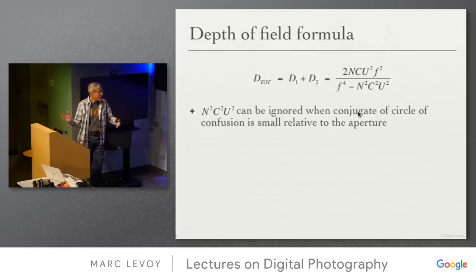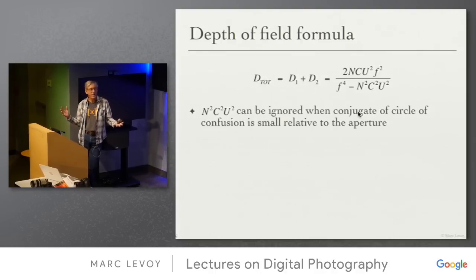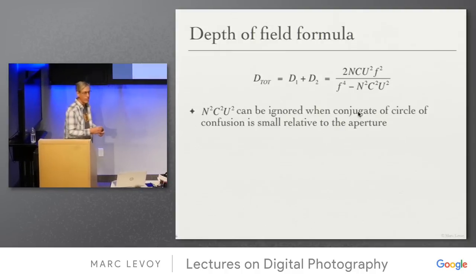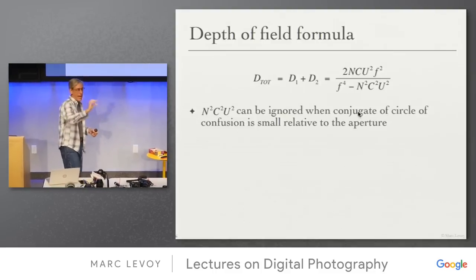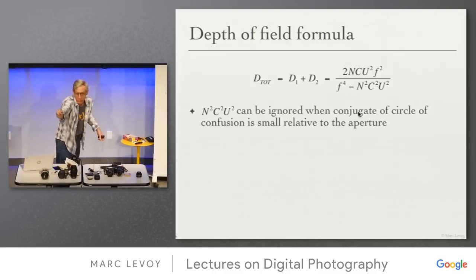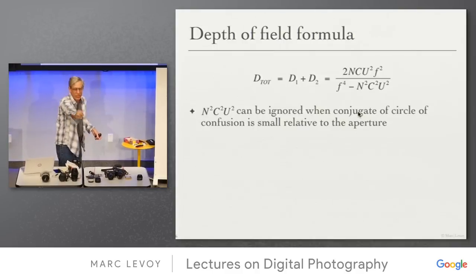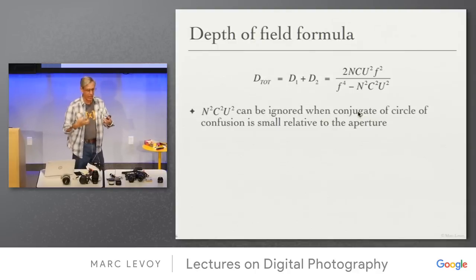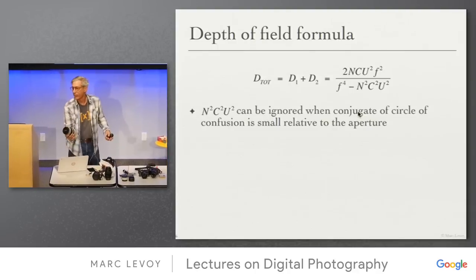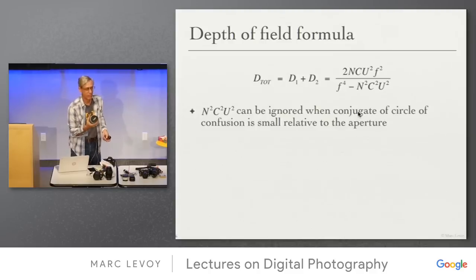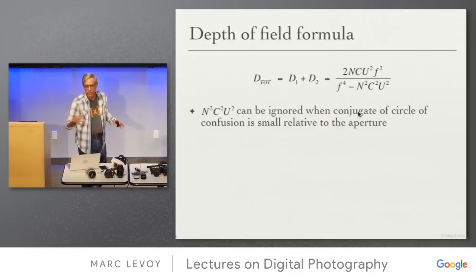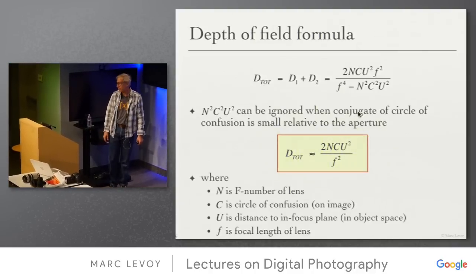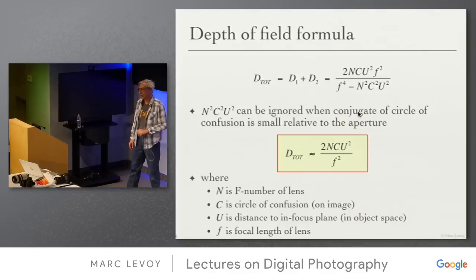Now, you can ignore some of these terms for typical practical cameras if the conjugate of the circle of confusion is small relative to the aperture, meaning my circle of confusion out in object space is going to be some millimeter size feature or 2 millimeter size feature that is the largest I will allow. That's typically smaller than the aperture when we're talking about depths of fields of big lenses. The aperture is several centimeters. So under that assumption, a little bit of hand waving, we get a simpler formula because some of the terms drop out. That's the formula that we'll use here.